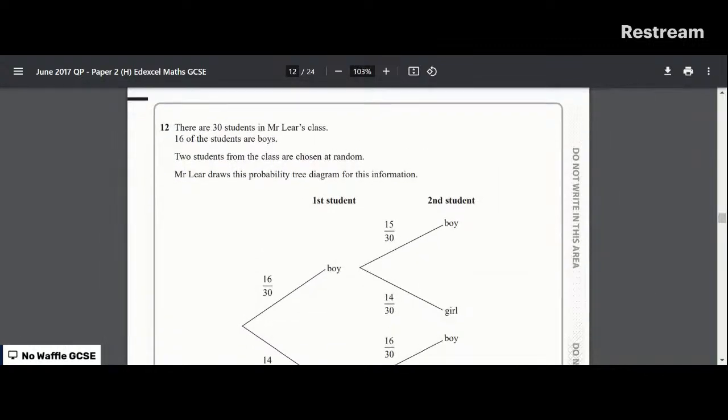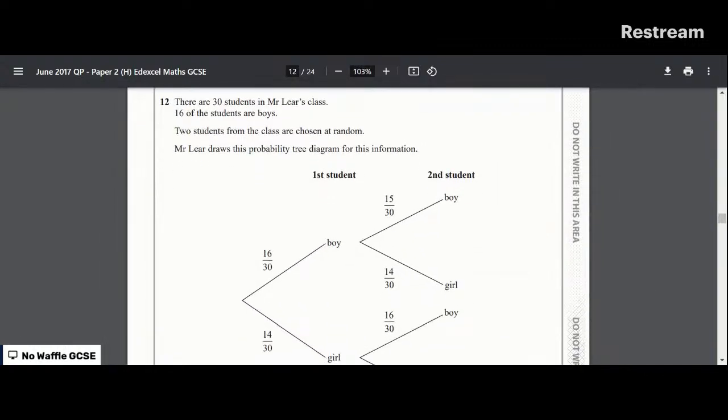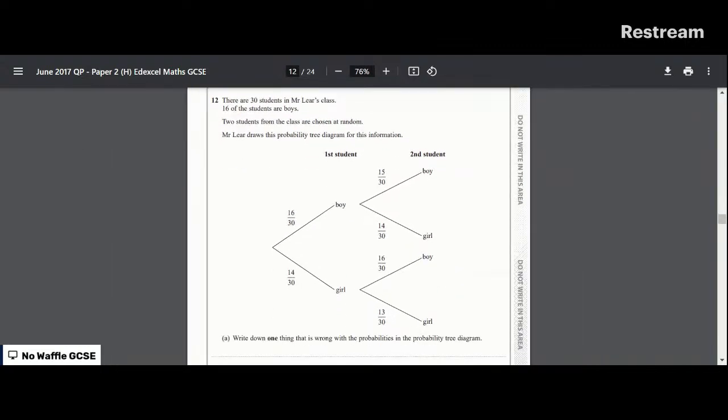There are 30 students in Mr. Lear's class. 16 of the students are boys. 2 students from the class are chosen at random. Mr. Lear draws this probability tree diagram from this information. Write down one thing that is wrong with the probability tree diagram. Yeah, we'll be doing a Kahoot after this.